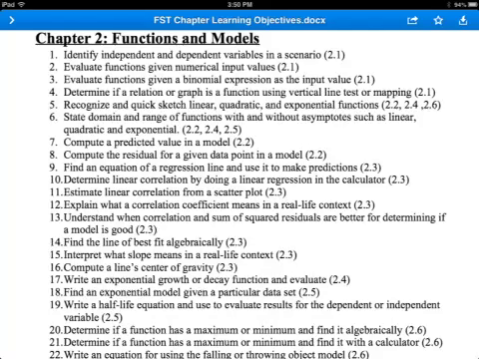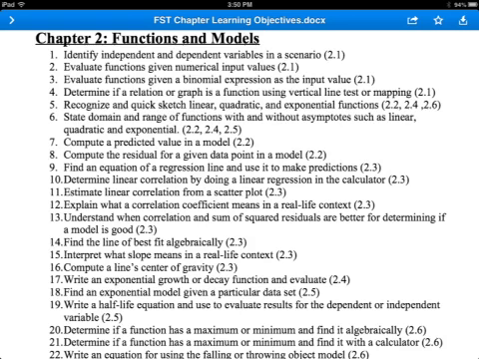As we start into Chapter 2, the topic is functions and models. So if you enjoyed Algebra 2, this is a chapter you're going to like. We're going to be doing lots of things with functions, regressions, slopes of lines, and things of that nature.